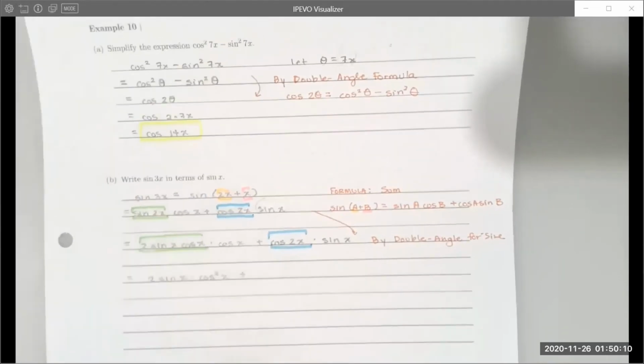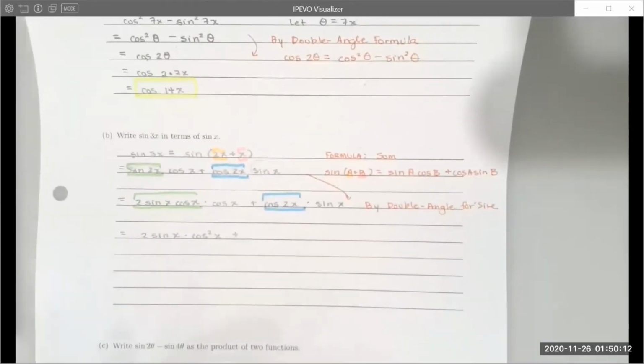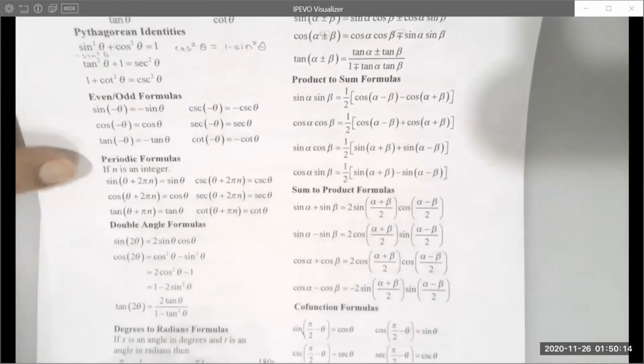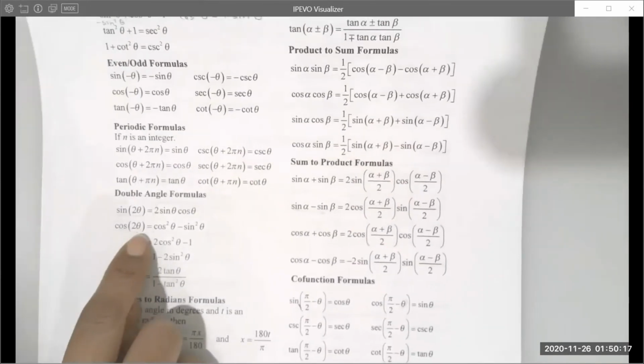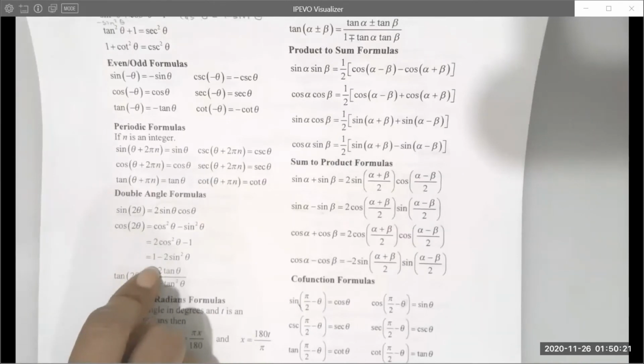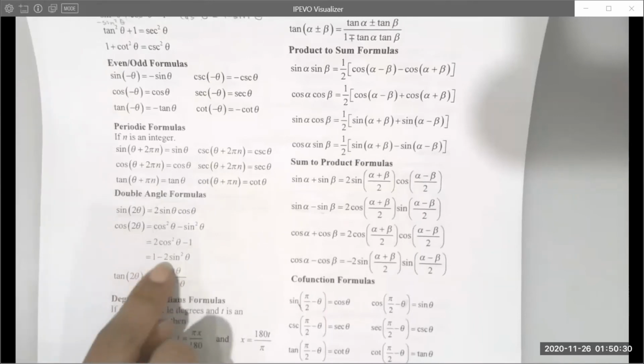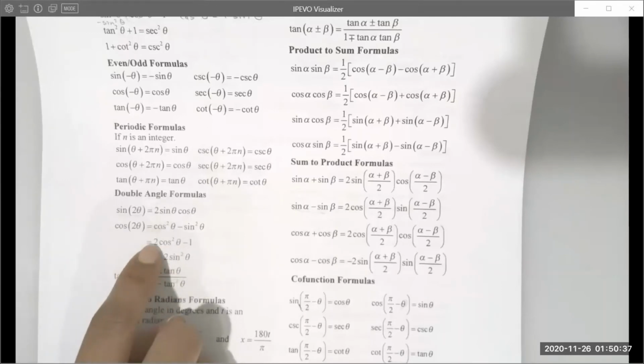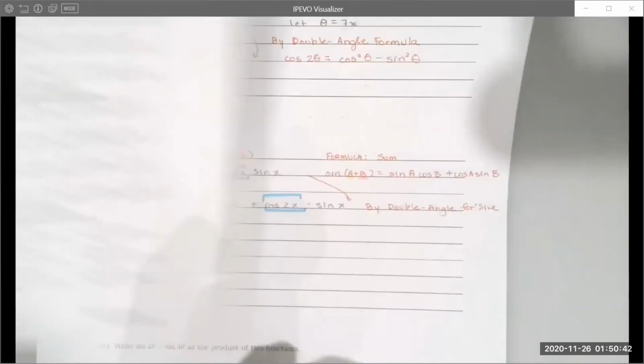So cosine 2x also has double angle formulas. It would be the cosine 2 theta, and there's more than one. Now, because we want an expression that has only sine of x, or if we're thinking about this formula as only sine of theta, the third one would be the best option, because the third one has 1 minus 2 sine squared theta, whereas the other ones contain a cosine. So I'm going to choose this third formula.